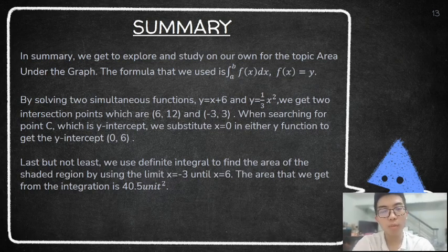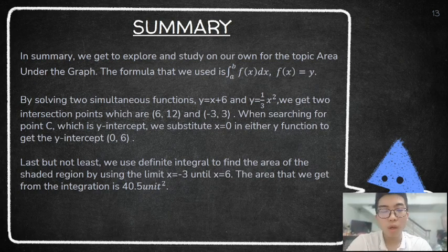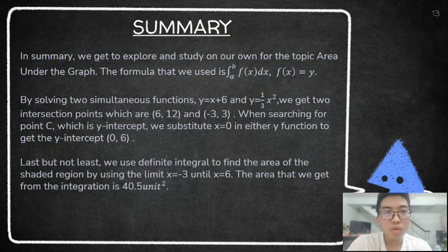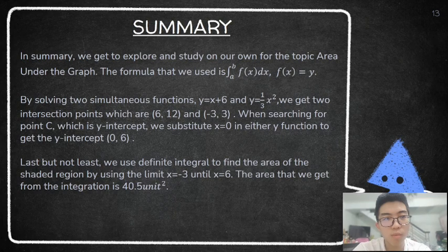When searching for the y-intercept, we substitute x equals 0 in either y function to get the y-intercept 0, 6. But last but not least, we use a definite integral to find the area of the shaded region by using the limits x equals -3 until x equals 6. The area that we get from the integration is 40.5 unit power of 2.